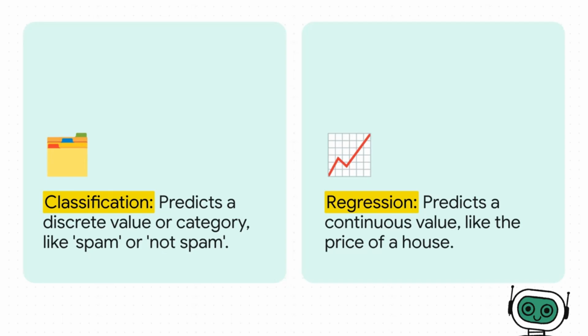Now, supervised learning usually tackles two main types of problems. The first is classification. This is about predicting a category or a label. For example, is this email spam or not spam? The second is regression. This is all about predicting a continuous number, like what's the future price of this house? So one gives you a category, the other gives you a value.